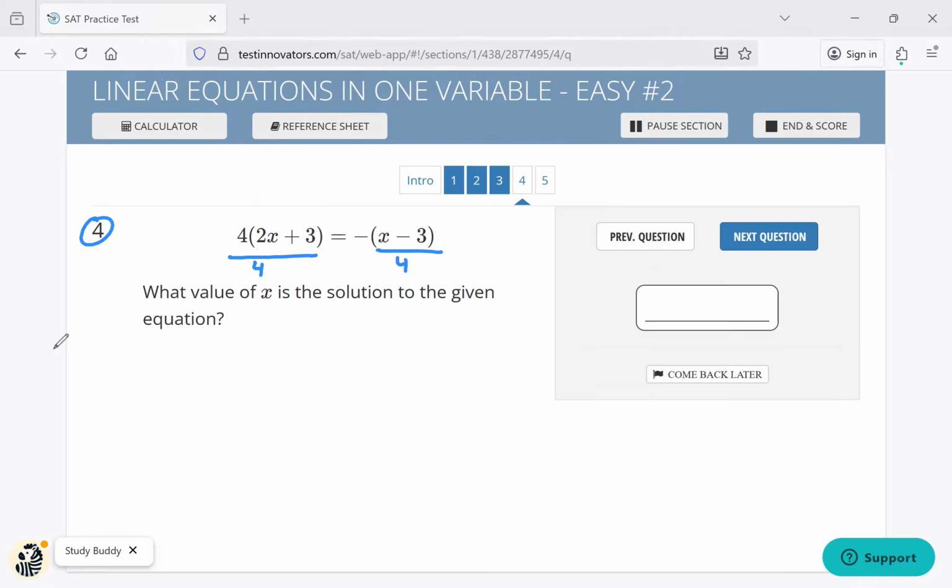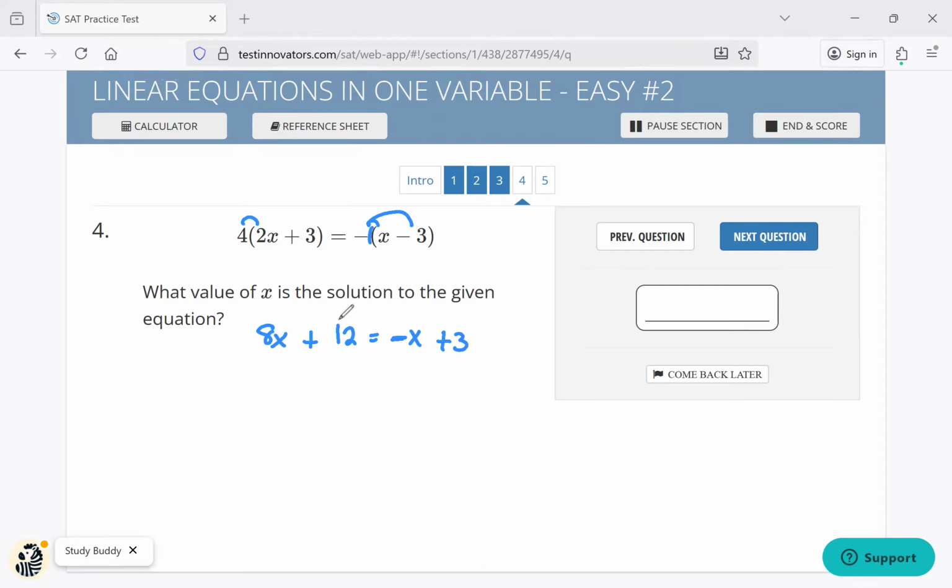So the best option for this one is to just FOIL out the left side, just distribute that 4. So what's 4 times 2x? 8x. Plus, what's 4 times 3? 12. And then bring down this invisible negative 1. So negative 1 times x is negative x. Negative 1 times negative 3 is positive 3. And then you go ahead and solve for x.